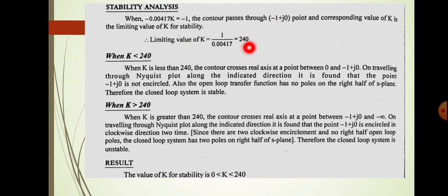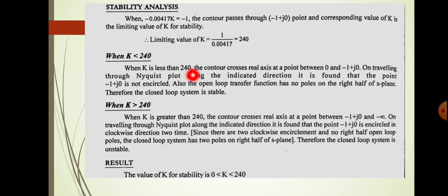Next we will consider the different values of k. That means we are analyzing it with two cases, that is when k will be less than 240, and when k will be greater than 240. What will happen when k will be less than 240? When k is less than 240, this term will be a negative term, but it will come closer to the origin 0 and minus 1 plus 0j.